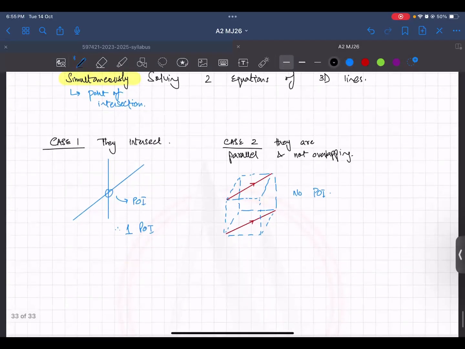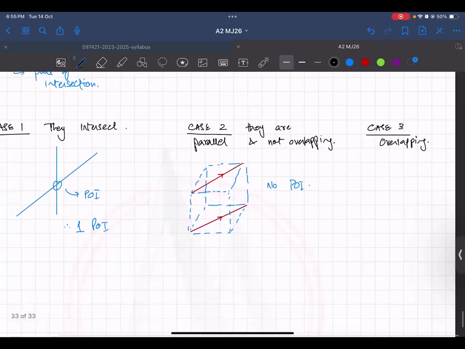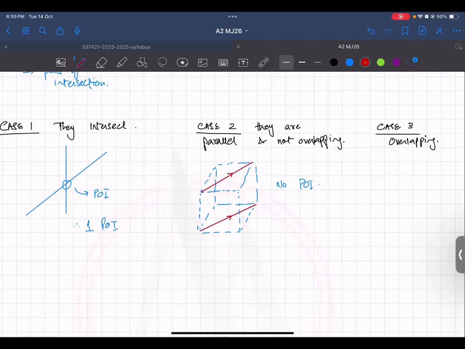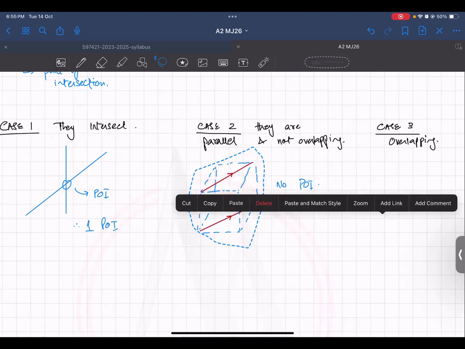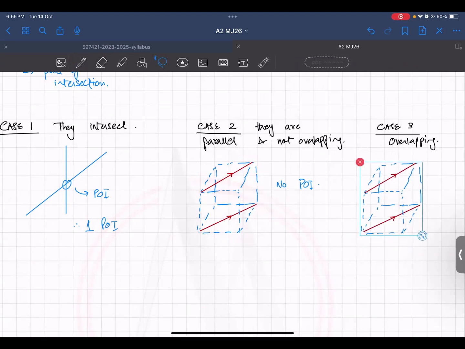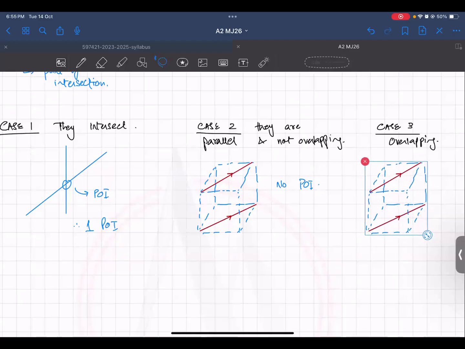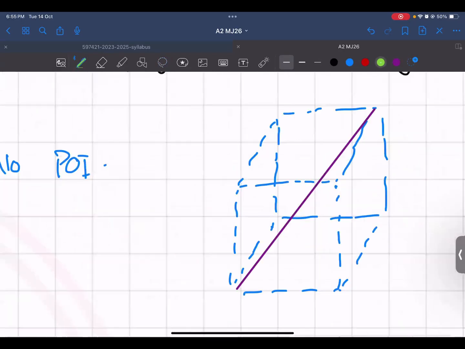Third case, they are overlapping. You won't see this much, but this is another case that is possible. So that's why I'm just giving you as an example. But you will never see this. But this is one thing that is possible, so that's why I'm giving you this. So let's suppose there is a line which is from one corner to another corner, like this, and there is another line also the same, overlapping.